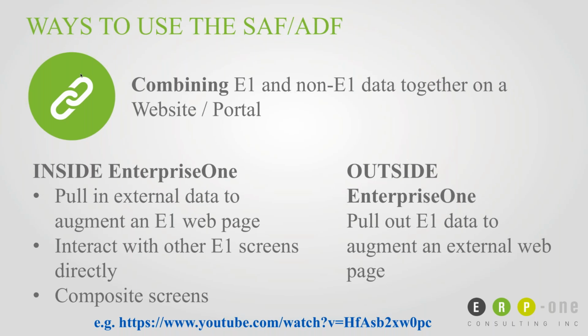Okay. So what are the ways to use this simplified application framework, or the ADF, Application Development Framework? Combining E1 and non-E1 data together on a website or portal is the most common usage that we see. Whether it's outside JD Edwards and you've got a portal page and you just want to pull some JD content in and maybe make it a frame of your portal page, or if you're inside JD Edwards and you want to pull external data in to augment an E1 page or interact with other E1 screens or build something like we call composite screens, combinations of JD Edwards data and external data all pulled together. All of these are perfect use cases for the application development framework.